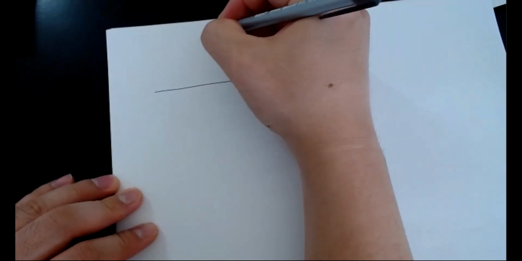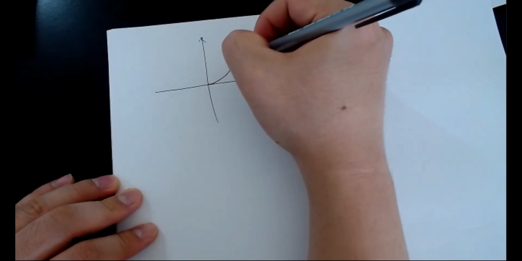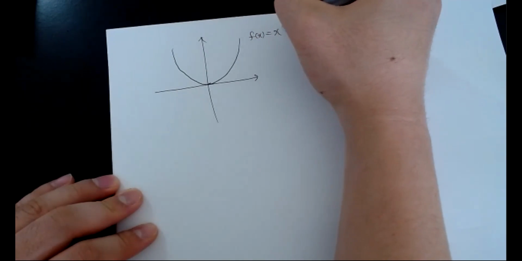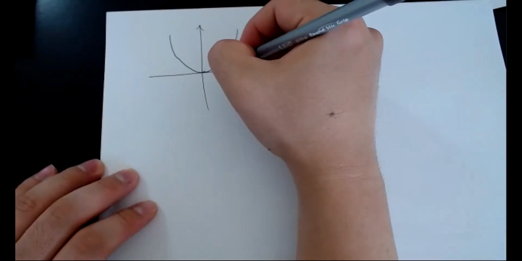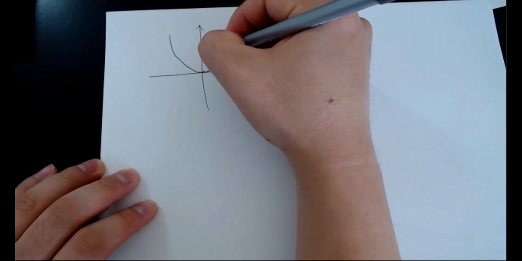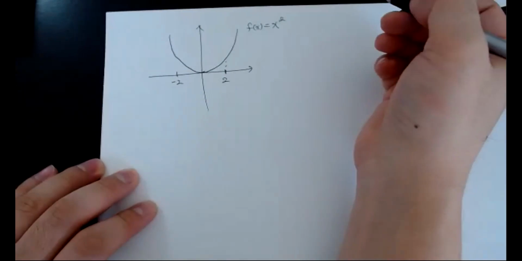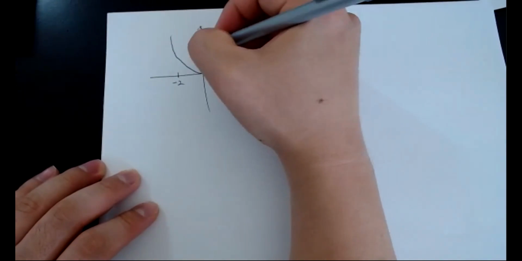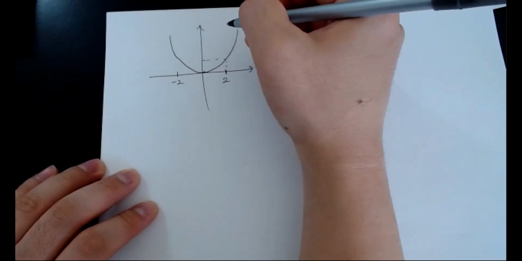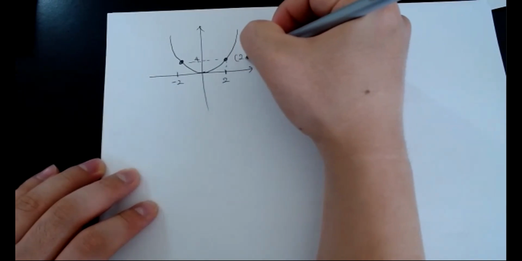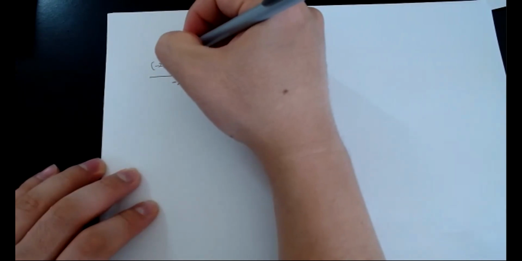Think about the function x squared. We know the graph of x squared, which is a parabola, right? So this is the graph of f of x, which is x squared. Here's 2. Let's figure out the ordered pairs whose x coordinates are 2 and negative 2. When x is 2, we're going to get 4. Here's a 4 right there. So this is (2, 4), and this is (negative 2, 4).